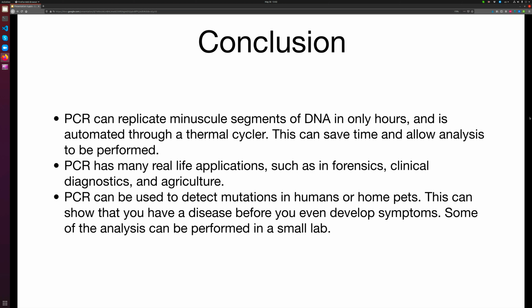Some of the analysis can be performed in a small lab. However, reversing the mutations, which is becoming easier because of the technology called CRISPR-Cas9, cannot be performed in a small lab, and it is not widely available to the public either.